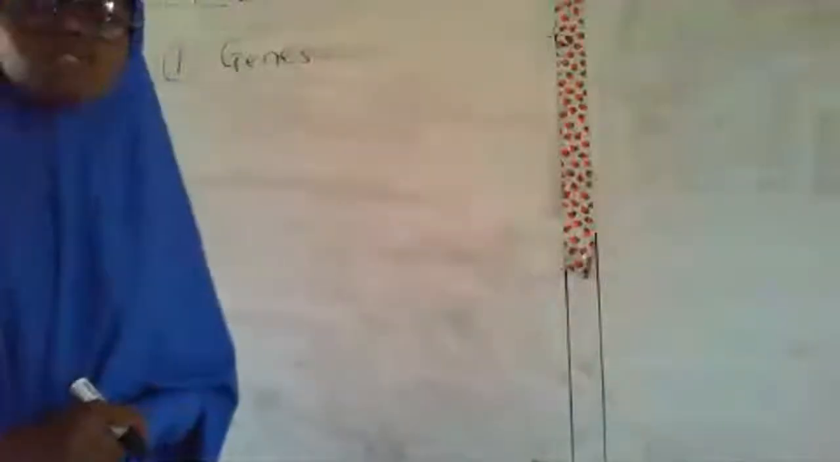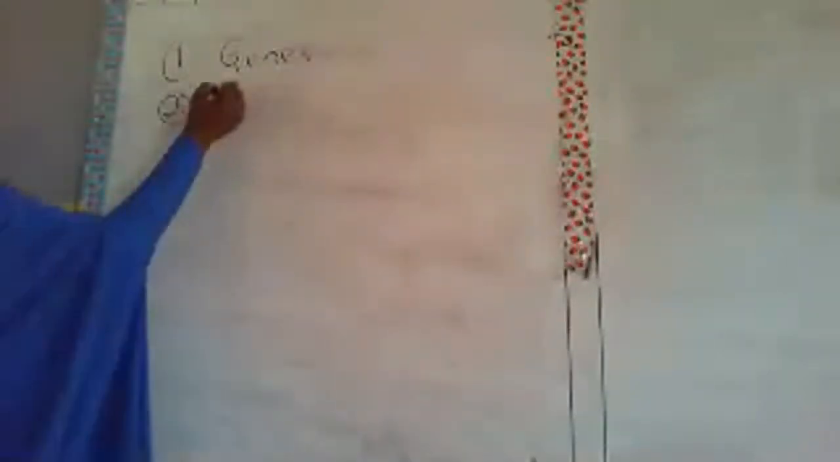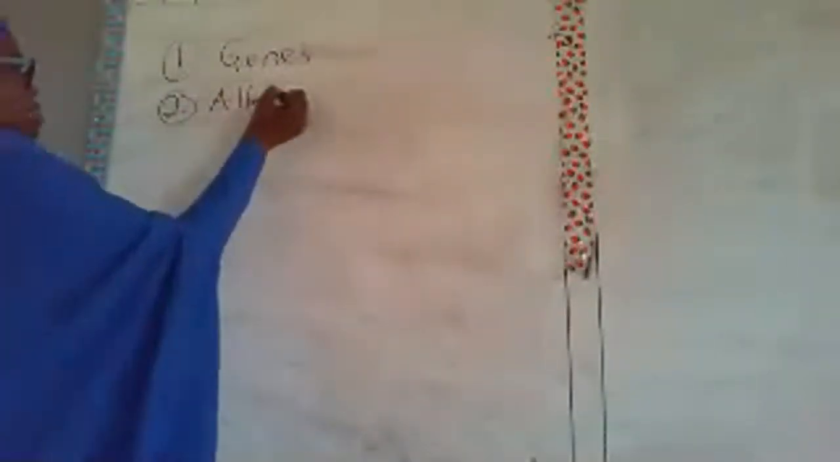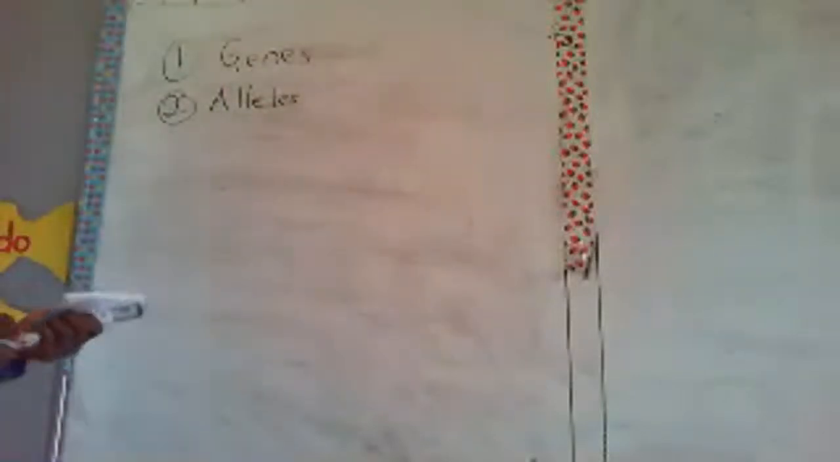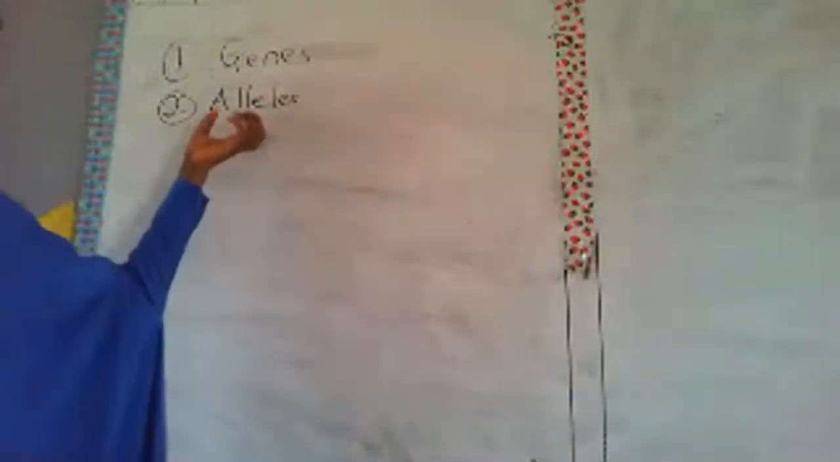So the nucleus houses the gene, which is the unit of inheritance, and also the one that controls the character that is being transmitted from the parent to the offspring. Then the next thing I want you to know is the alleles. Genes have so many versions. So the alternative versions of a gene is what we call the allele.